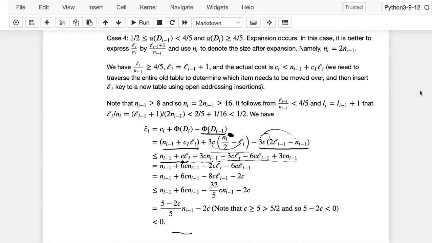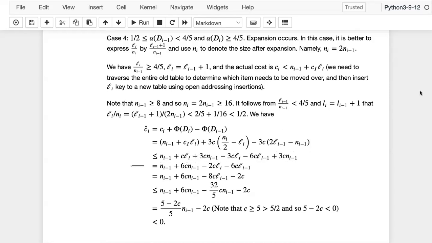So now let's merge similar terms. And then we get 3C n sub i minus 1, 3 more, so we got 6C n sub i minus 1. And merge these two, we got negative 2C times L sub i, and then copy this one down. So now we are here.